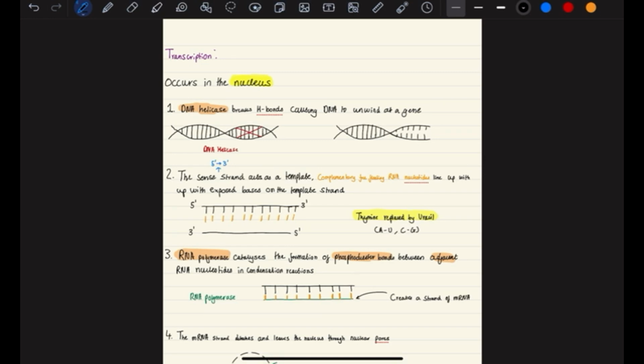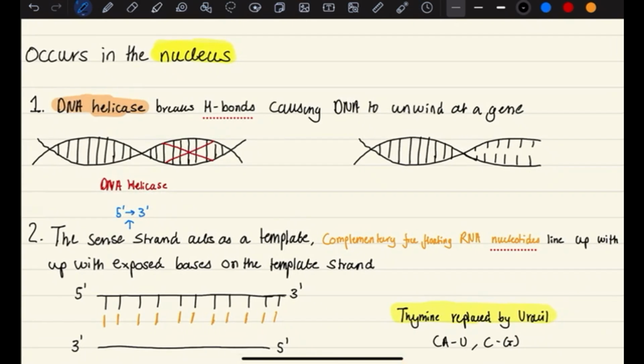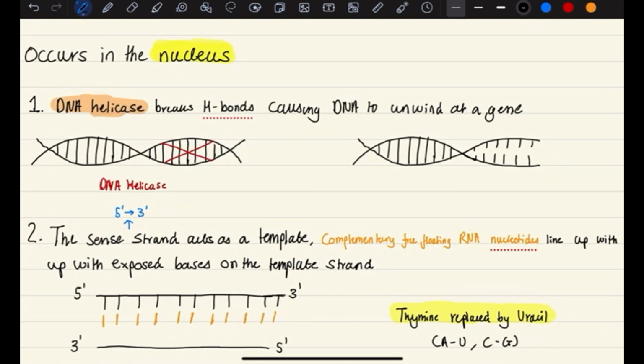So, number one, this happens in the nucleus of our cells. I don't think we've actually got to cell structure yet, but when we do, we're going to cover it. Transcription occurs in the nucleus. So, step one, DNA helicase. This is our guy, the scissors, yeah?